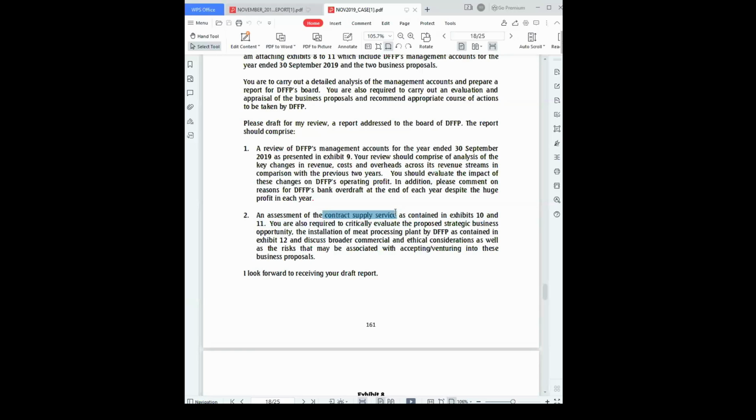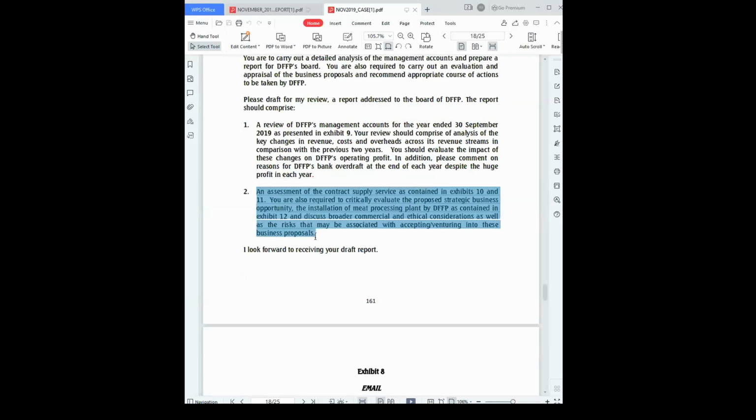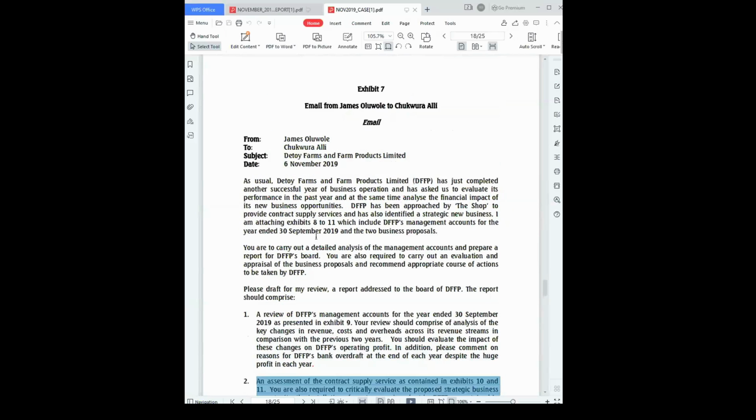Contract supply service. Possibly the contract supply service they talked about, you know, coming from Bishop. And they also said that after that, you are to critically evaluate what the installation of meat processing was planned. This means that this exhibit 2 is asking us to do two different things under one exhibit. We have to do two different things, right? So you need to be watchful of that.